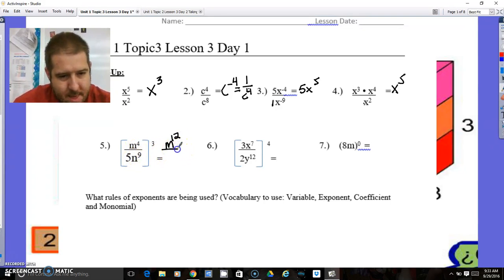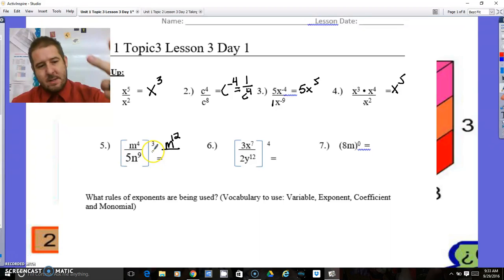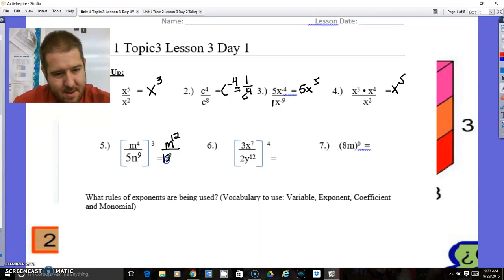And here we go. 5 is a coefficient, because you remember in the last warm-up, coefficients have to be raised to that power. 5 times 5 is 25, times 5 again is 125. n to the 9 times 3 makes 27. And that's actually the answer, because there's nothing here you can simplify. m to the 12th over 125 n to the 27th.